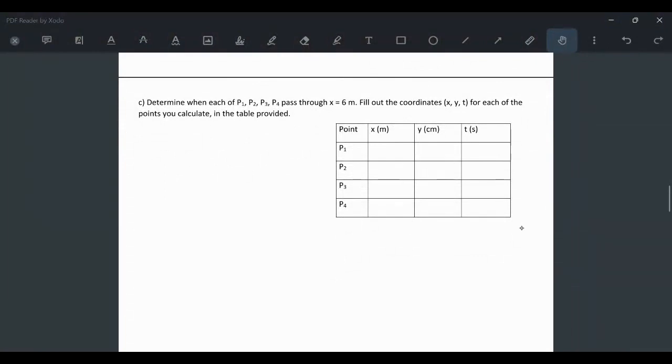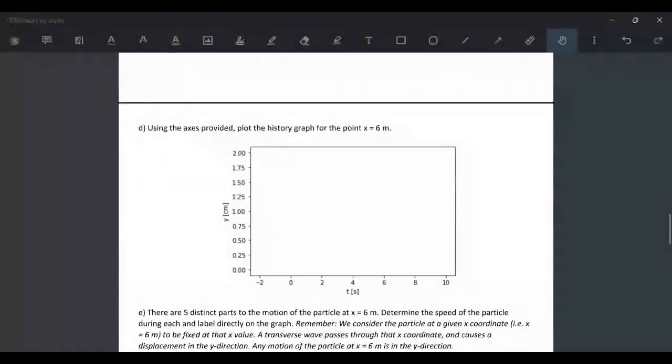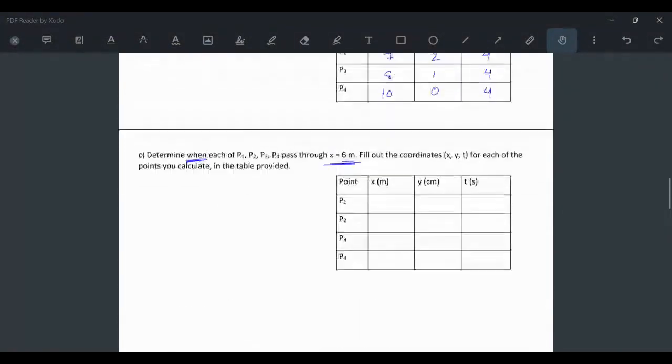And now part C says determine when each of P1 through P4 pass through point x equals 6. Once we figure out when this happens, we're going to fill out the coordinates in a new table. So these are going to be our transformed points. And we're going to use these to put together a history graph.